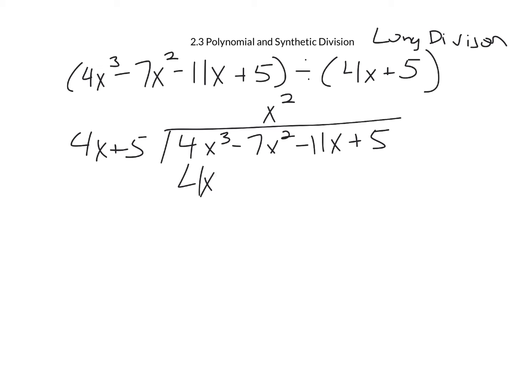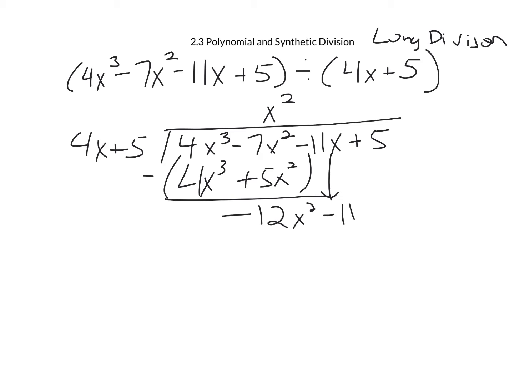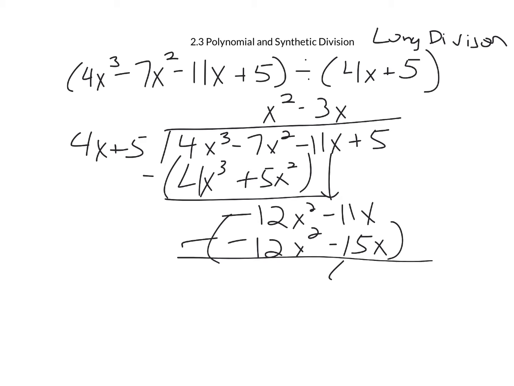4x cubed. 5 times x squared is 5x squared. So we subtract, and negative 7 minus 5 is negative 12x squared. Bring down the negative 11x, and then what times 4x will get us negative 12x squared? That'll be negative 3x. That's negative 12x squared minus 15x. Subtract, we'll get 4x. Bring down the 5.